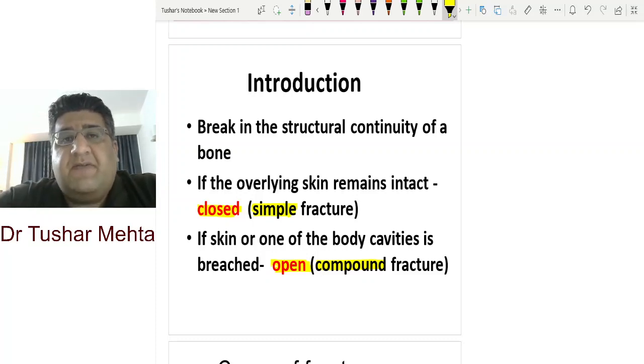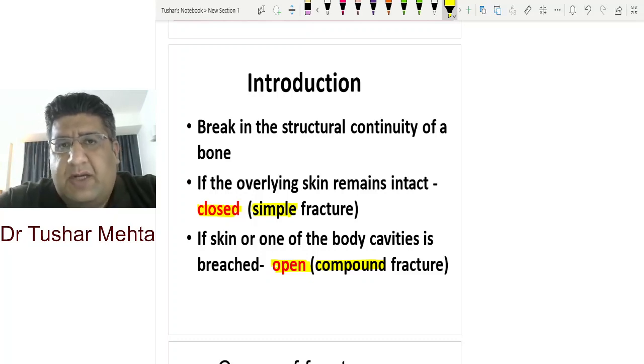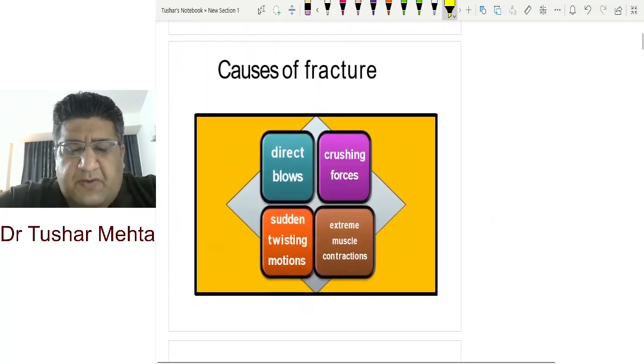If the overlying skin coverage is intact, we'll call it a closed fracture or a simple fracture, which is usually there in the majority of the cases. But if there is a fracture with an overlying skin which is breached, or there is a defect, or there is a wound, then definitely we call it an open fracture. The word compound was used previously. We don't use the word compound as of now. We prefer the word open fracture for those which are exposed, and closed for which we have the intact skin. In terms of incidence, definitely closed fractures are more common.